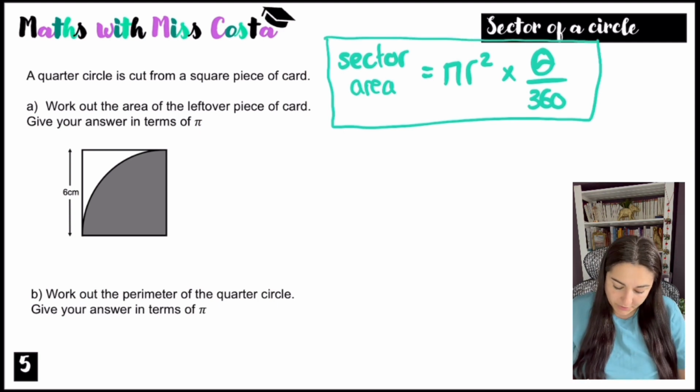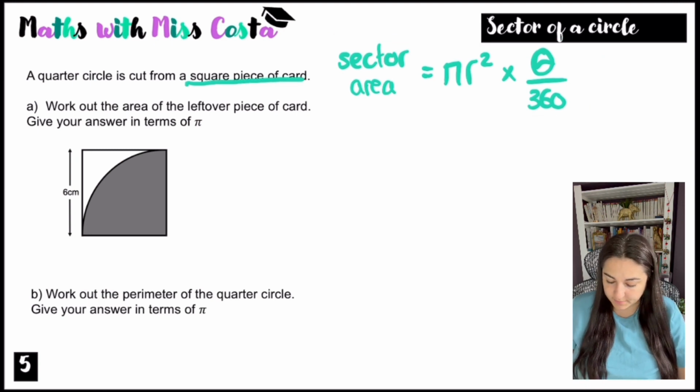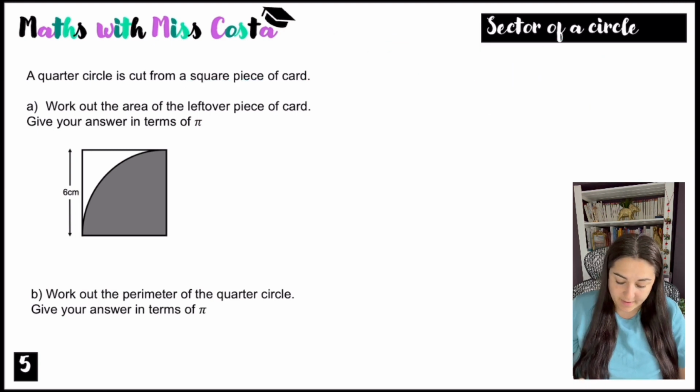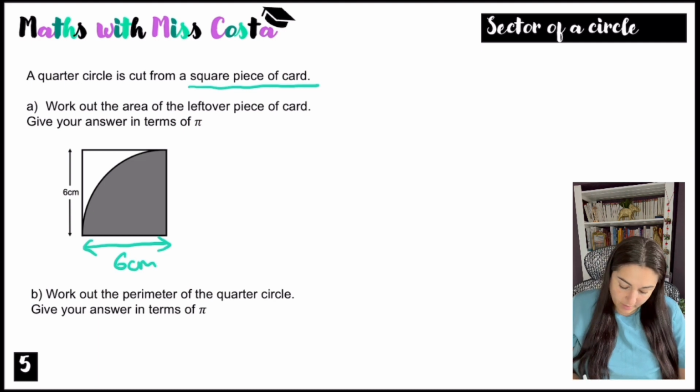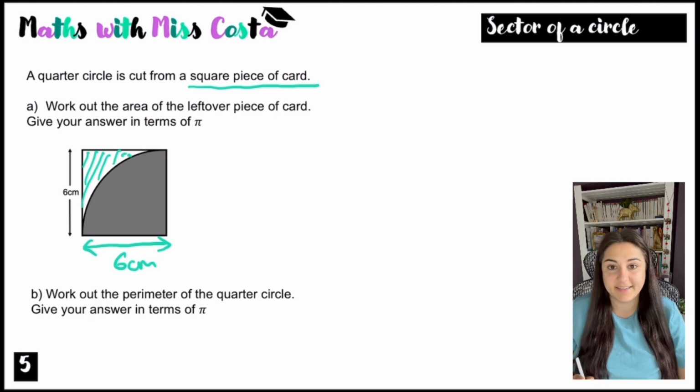So we are told that a quarter circle is cut from a square piece of card. Now that's important because if it's a square piece of card, then that means that all sides are going to be equal. So that means that this side here is also going to be equal. I need to work out the area of the leftover piece of card, so this bit here, and leave my answer in terms of pi, which means I don't need to do any calculating with pi. I just treat it as an algebraic variable.